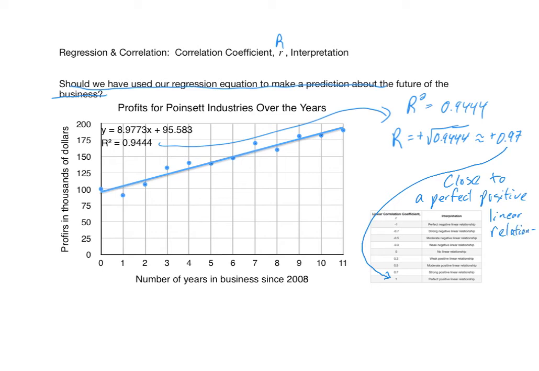So since this relationship is so strong, it is absolutely appropriate for us to use this equation to make predictions. If this came out to be a weak positive linear relationship, then it would be a very bad idea to use the equation to make predictions about the future. So we need at least a moderate linear relationship, whether it be moderate, strong, or perfect, before we really should use this regression equation to make predictions about the future with this company.